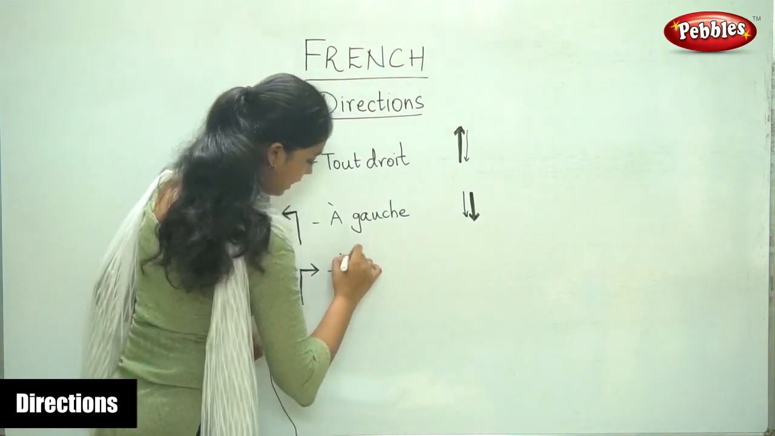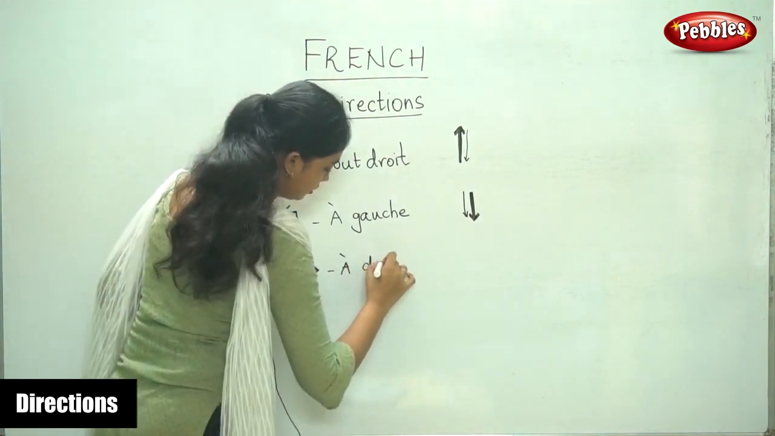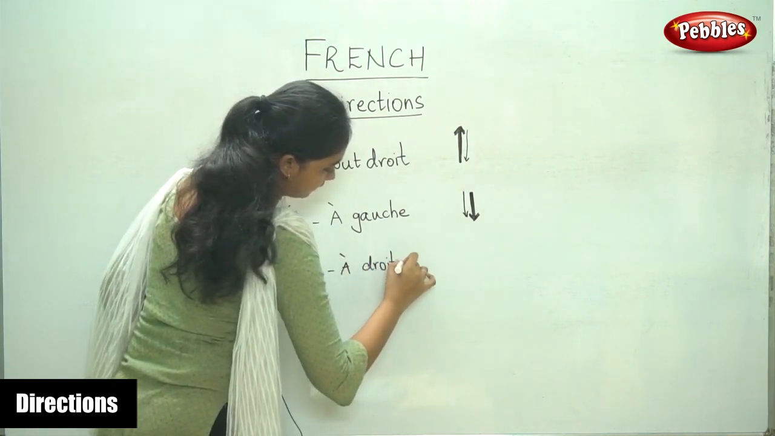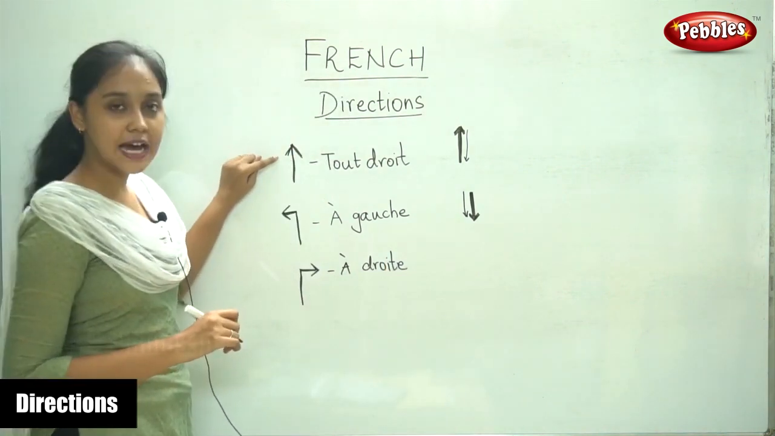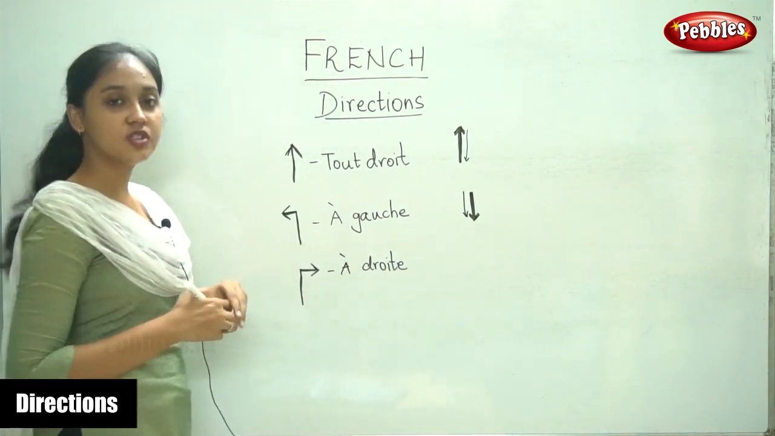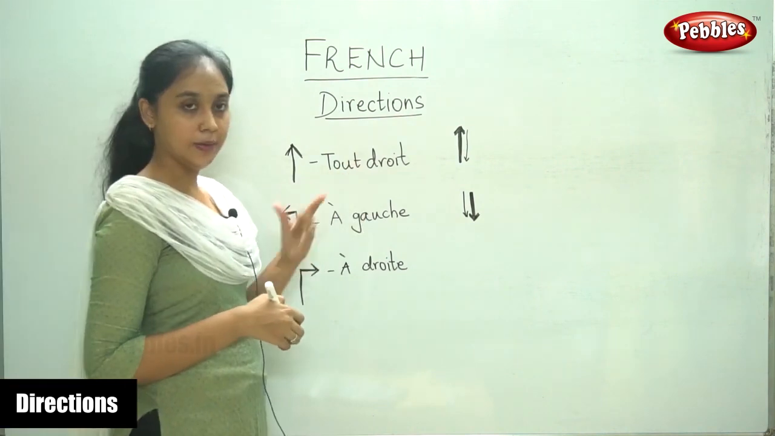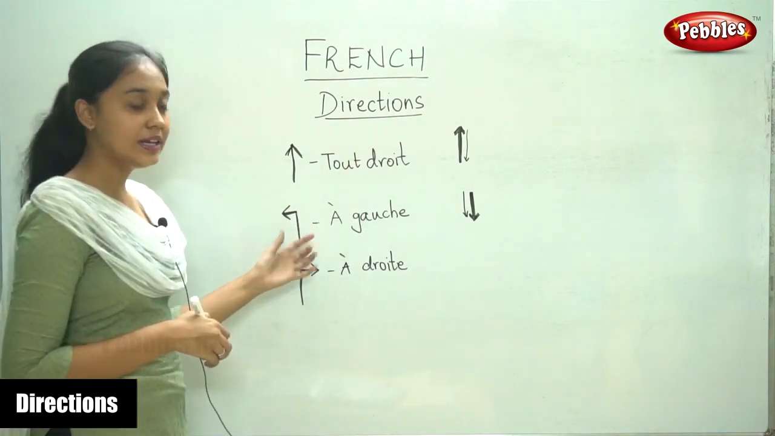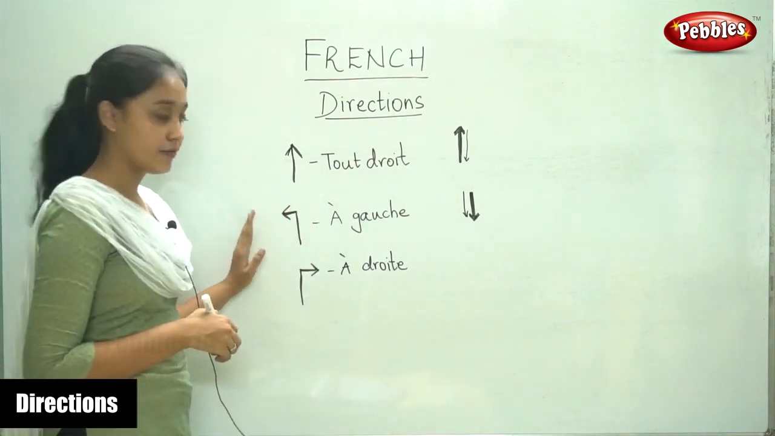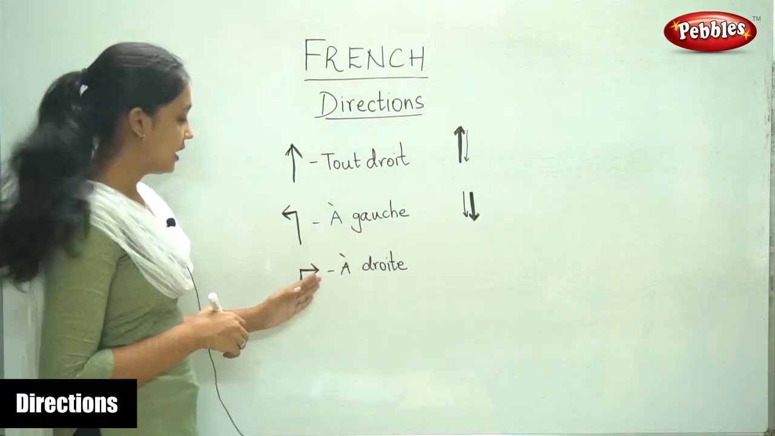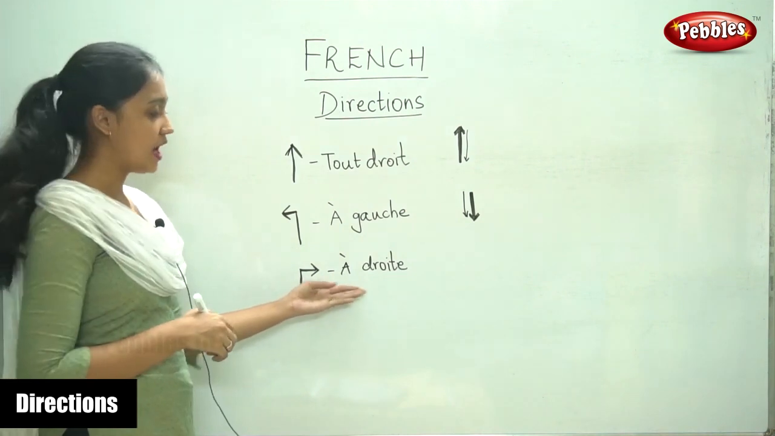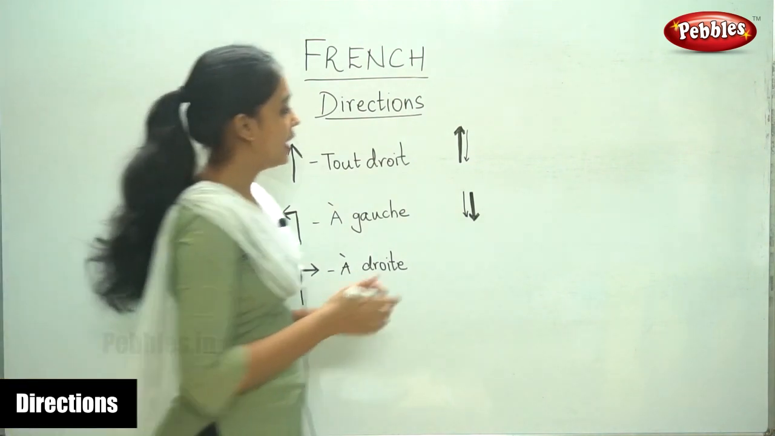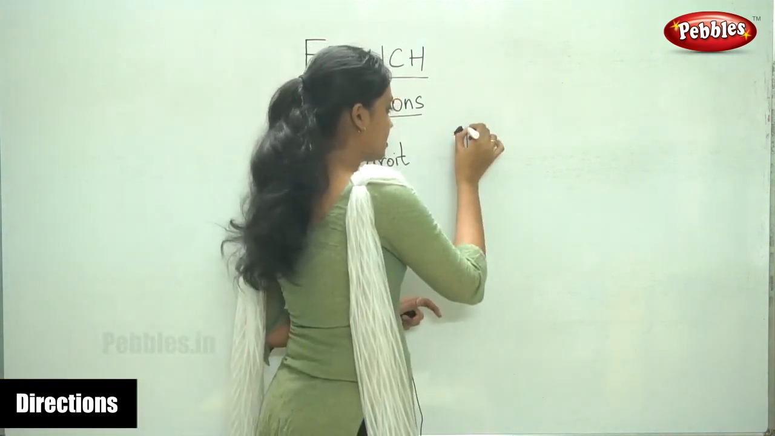A droite. So the first arrow indicates you should go straight ahead. Tout droit. The next arrow indicates that you should take a left. Gauche. The next arrow indicates that you should take right. Droite. Now look at these arrows.